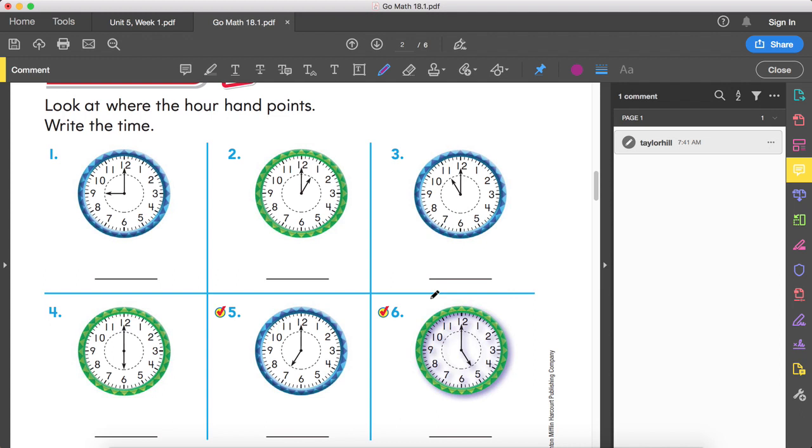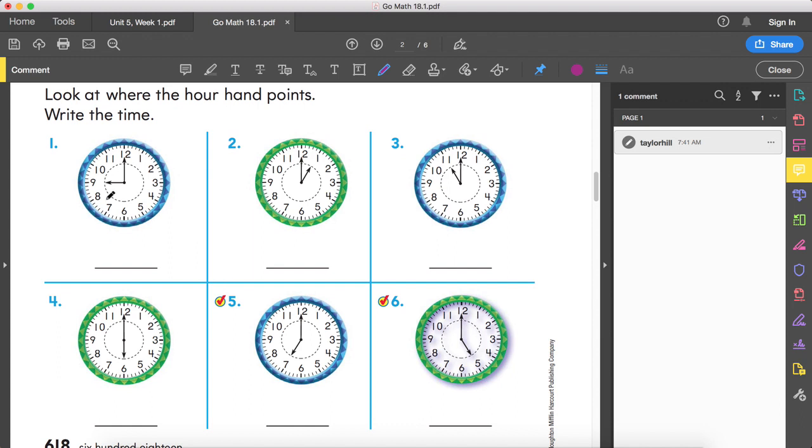So the hour hand is the short one, the minute hand is the long one. So over here, number 1, the hour hand is pointing to the 9, and the minute hand is pointing to the 12, so that makes it 9 o'clock. Okay. Over here, the minute hand is pointing to the 12, the hour hand is pointing to the 1, so that makes it 1 o'clock.